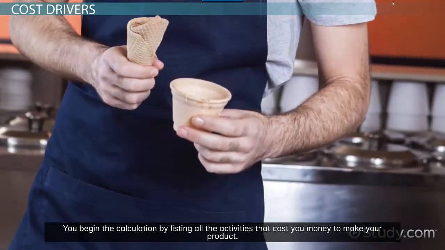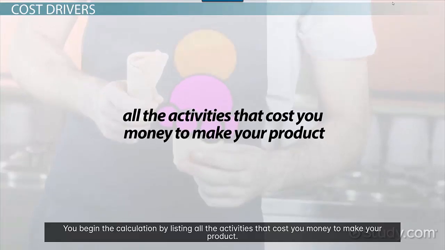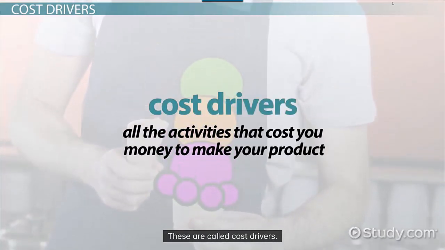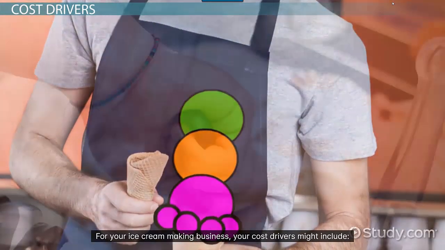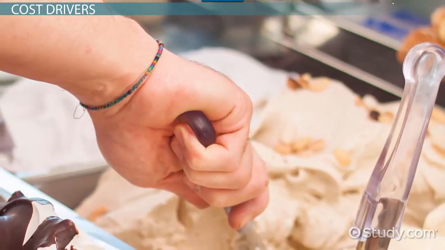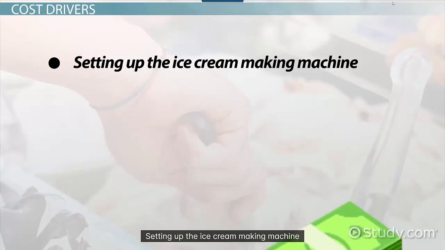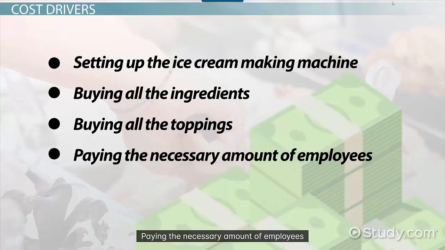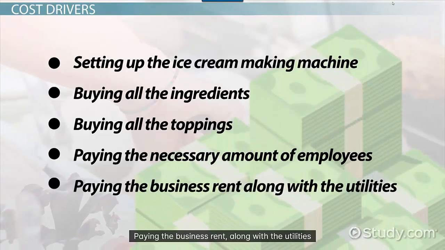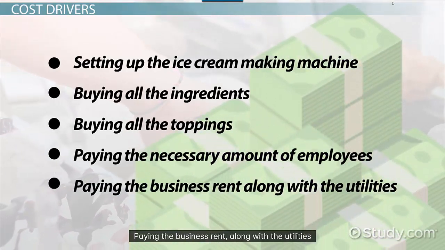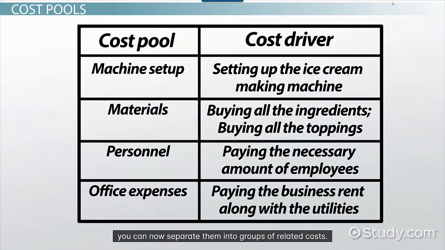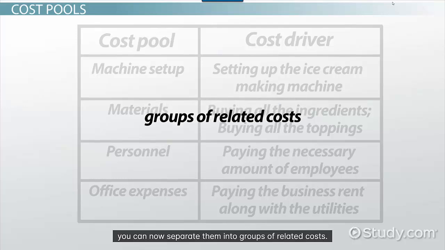You begin the calculation by listing all the activities that cost you money to make your product. These are called cost drivers. For your ice cream making business, your cost drivers might include these: setting up the ice cream making machine, buying all the ingredients, buying all the toppings, paying the necessary amount of employees, paying the business rent, along with the utilities. Once you've listed your various cost drivers, you can now separate them into groups of related costs.